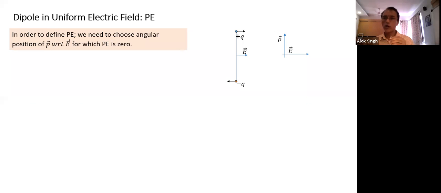So what are the choices? The choice is anywhere between 0 to 2 pi. I could have taken 0 as a reference, you could have taken pi by 2 as a reference, I can take pi as a reference. Let's look at that. In order to define potential energy, we need to choose an angular position of P with respect to E for which potential energy is 0. I need to choose a reference.